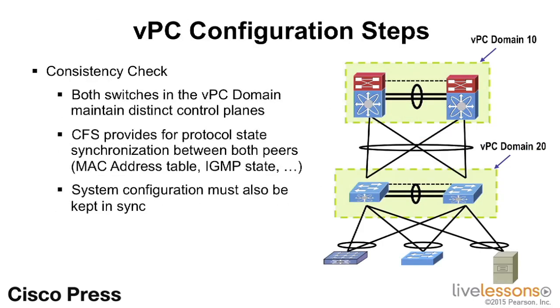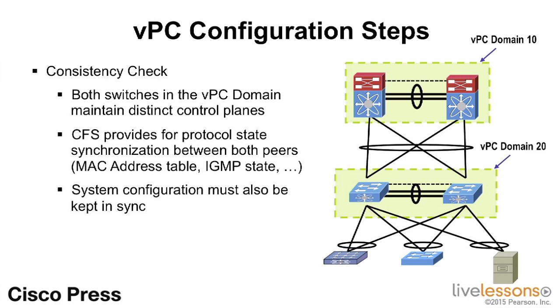So VPC also implements a configuration check. Both switches in the VPC domain do maintain distinct control planes. So a little bit different than VSS and IOS, where you're maintaining one configuration. With VPC, you actually have an independent configuration on both switches. CFS, again, provides that protocol state synchronization between both peers for MAC address, IGMP, etc. But because these are independent control planes, the system configuration also must be kept in sync.